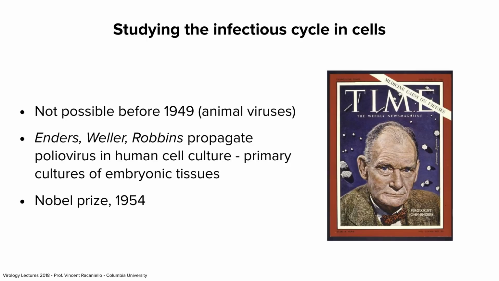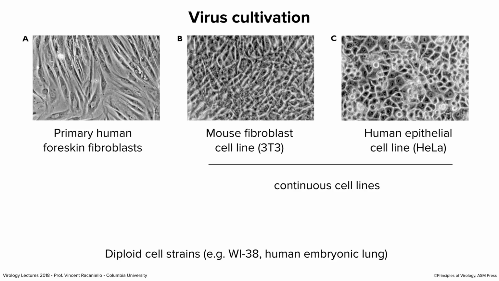He was the first to show that you could grow poliovirus in human cell culture. No one had been able to do that before. Three people did this together, and they all got the Nobel Prize for that in 1954. This revolutionized virology. Wow, we could grow viruses in cells and culture. We don't have to use animals, which were a real problem. So today we have all sorts of different kinds of cell cultures that we use to grow viruses in. And here are three different kinds.